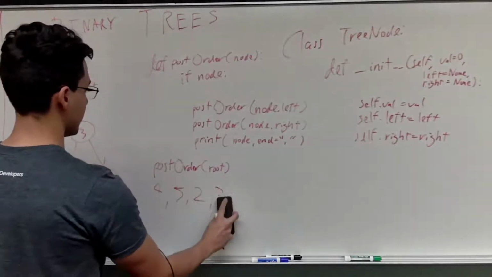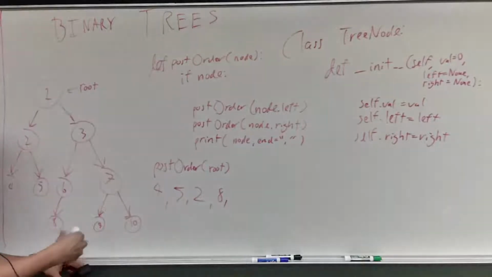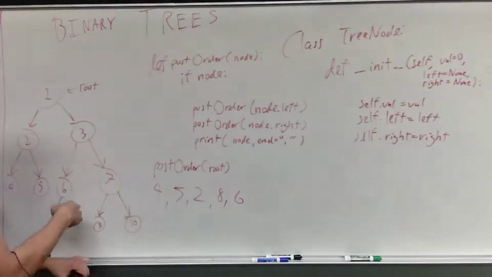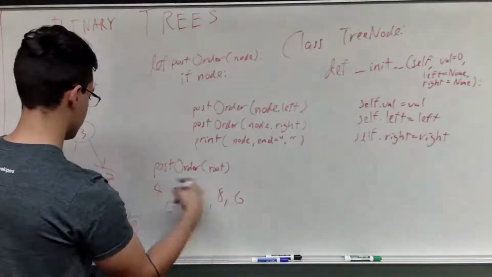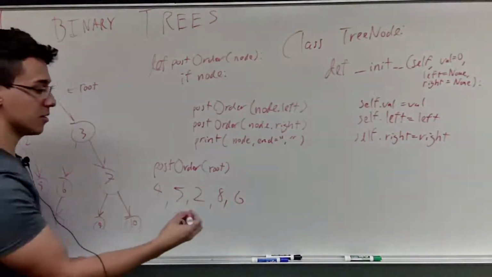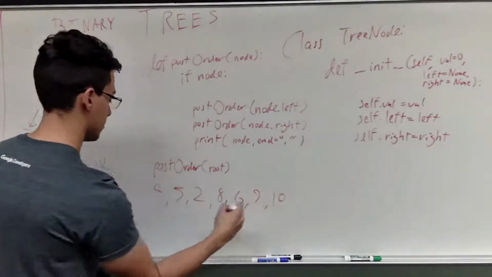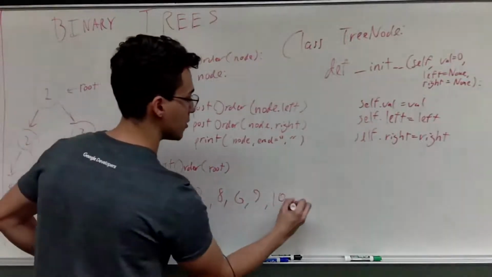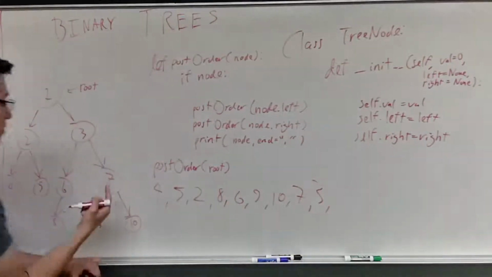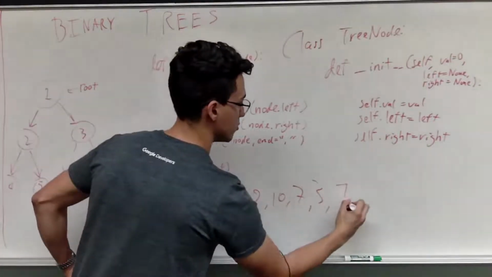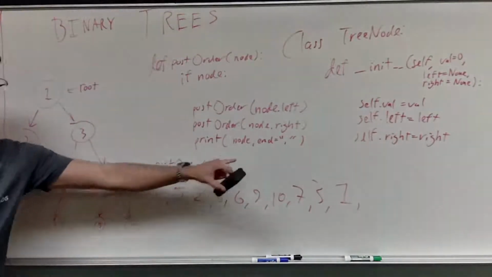No, it's not 3. Yeah, 8, and then go back up. There's no right, so it goes straight to the node. Go back up. There's a right here. It's not 7 though. It's 9. You have to go all the way down here. Under 7. Into 3. And into 1, which is the root. And of course I have to do this because I ended with a comma.